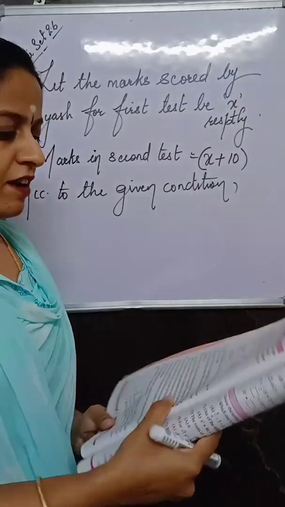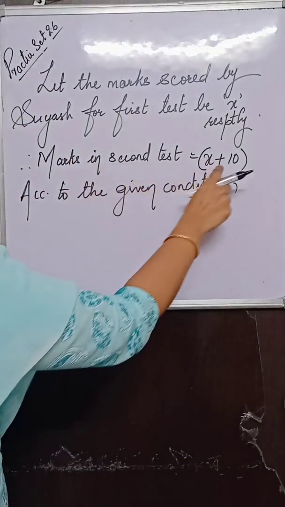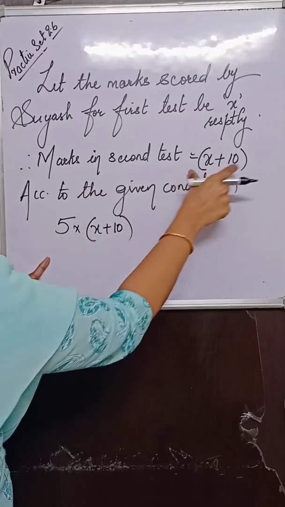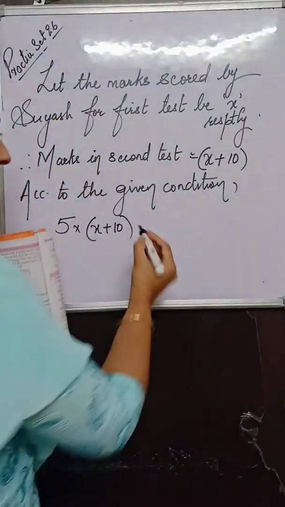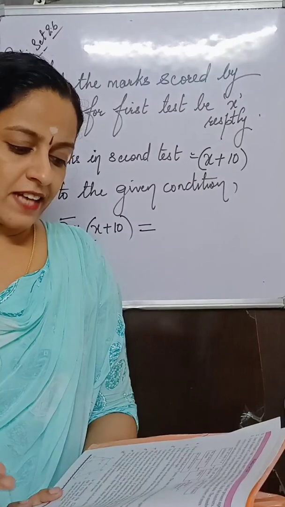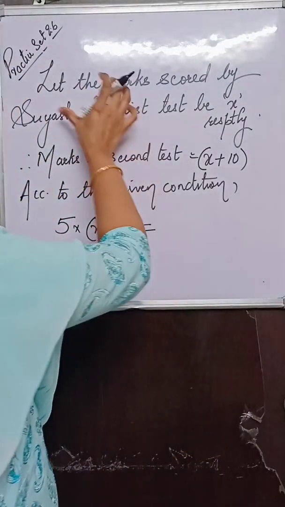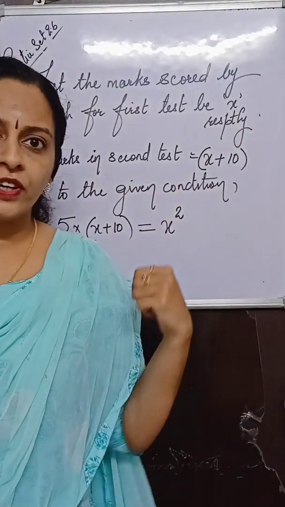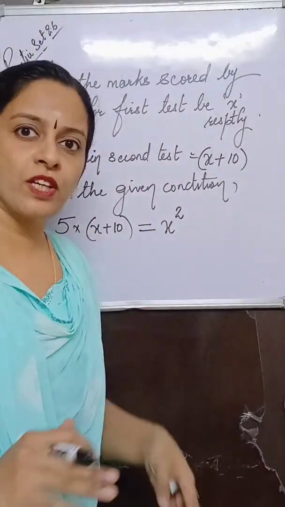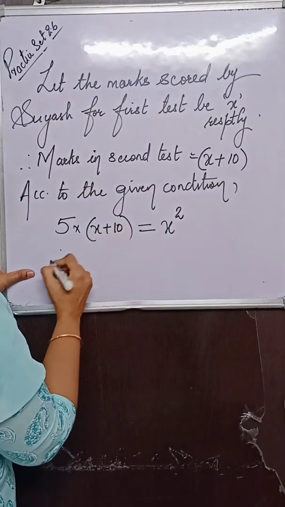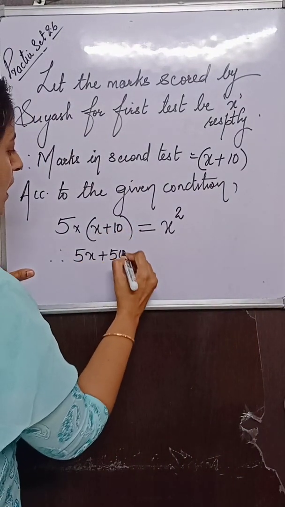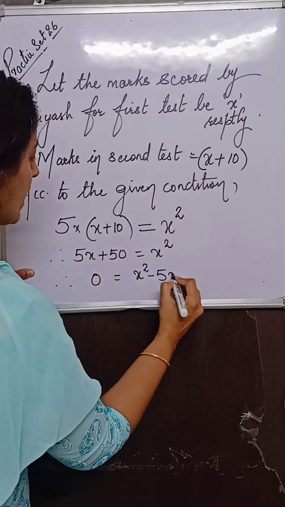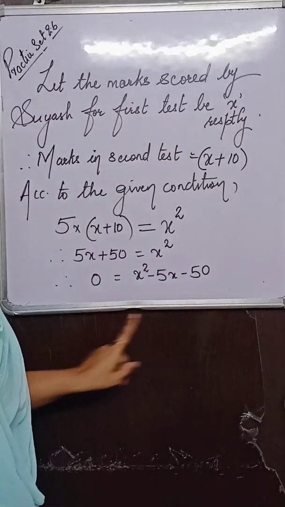According to the given condition, 5 times the score of the second test. Score of the second test is this. So 5 into x plus 10 is equal to square of the score in the first test. First test score how much? x. Square of that. Got your condition? Work on this condition, get the equation, factorization method. Therefore, 5x plus 50 equal to x square. Therefore, 0 is equal to x square minus 5x minus 50. This is the equation we have got.